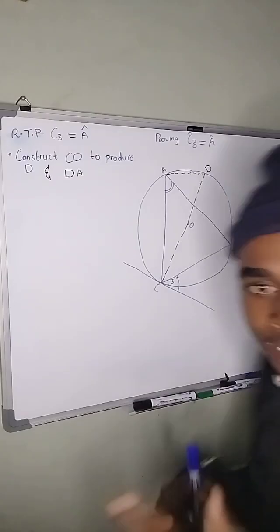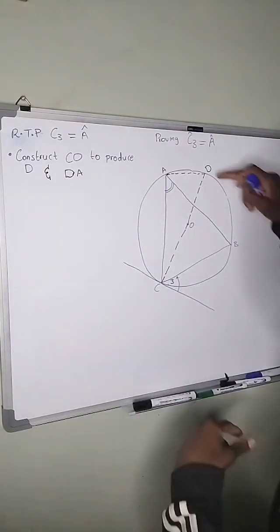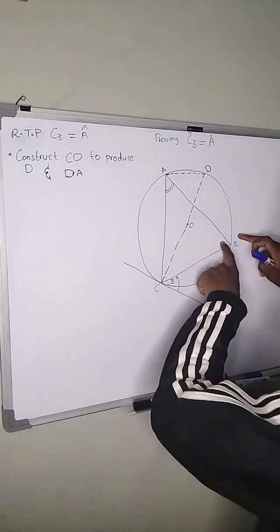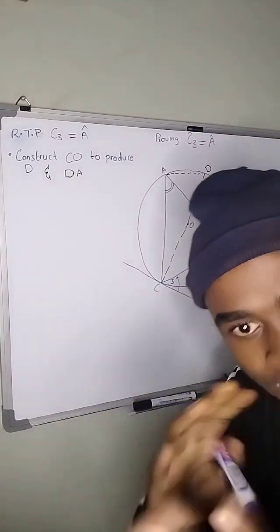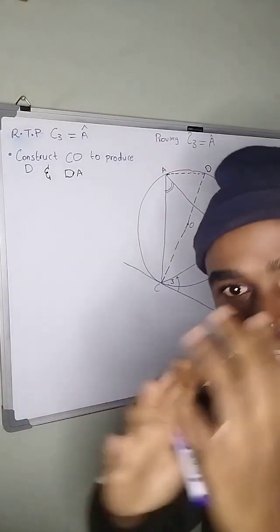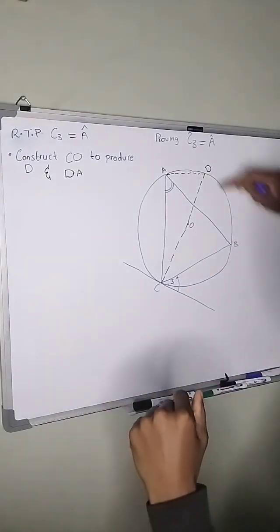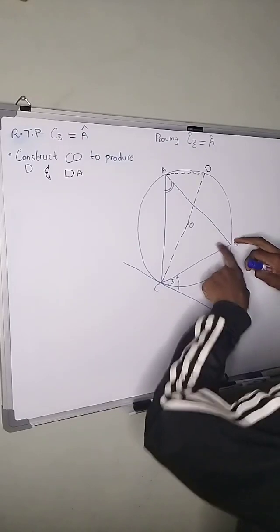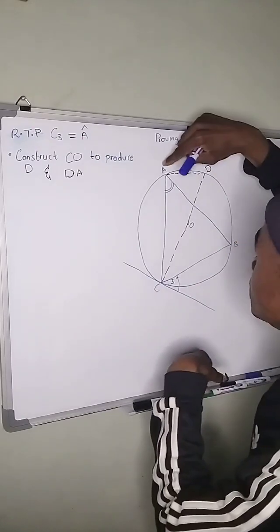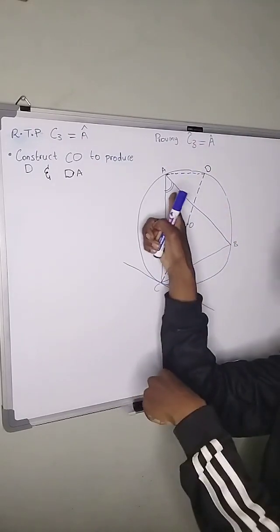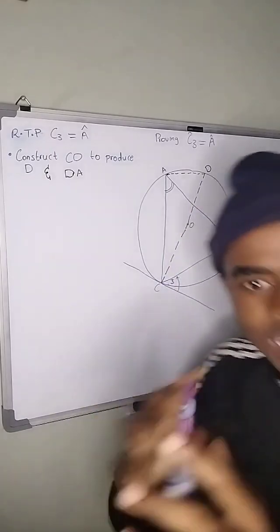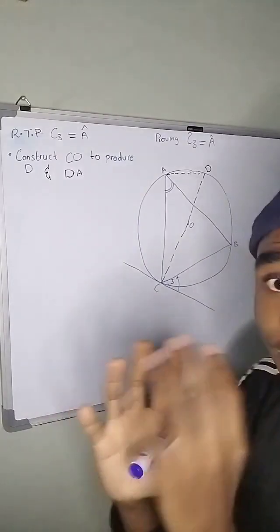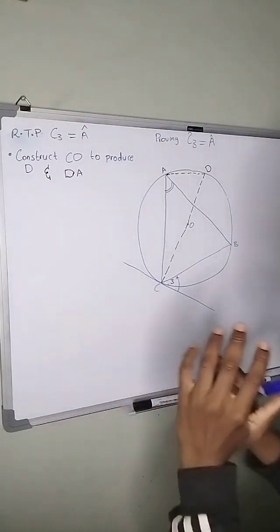If you are joining DB, it means you are proving that this angle is equal to that angle, ne? Don't mess this up. Now we are joining DA, which means we are proving that this angle is equal to that angle. Do you get the difference, guys? Let's not mess each other up.